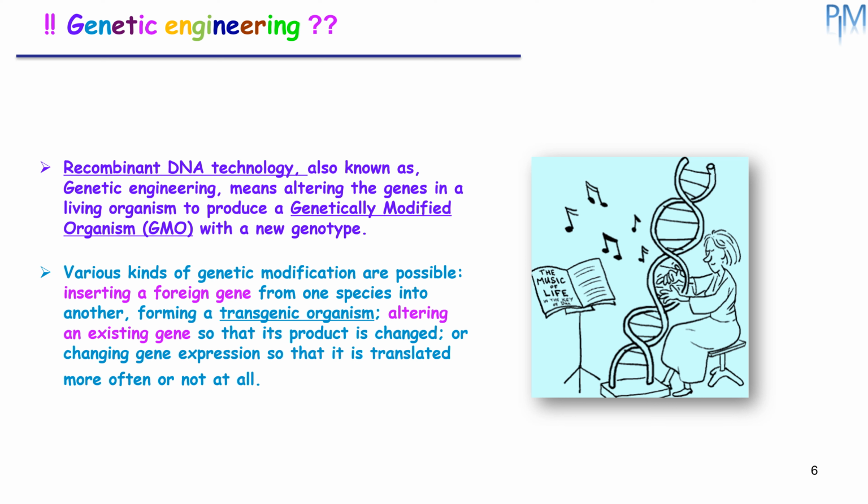Various kinds of genetic modification are possible: inserting a foreign gene from one species into another, forming a transgenic organism; altering an existing gene so that its product is changed; or changing gene expression so that it is translated more often or not at all.